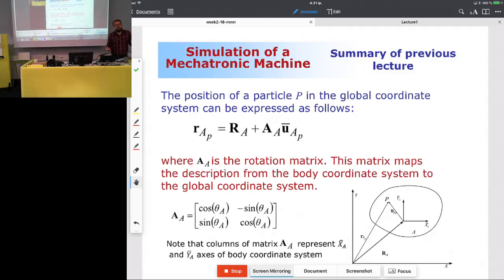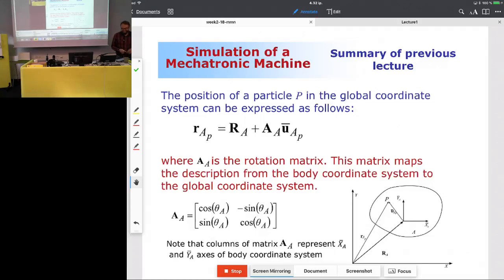It's like yes and no. Or don't know. I don't know if I know. So, okay. So what is it doing for you? It is mapping from body reference coordinate system to global coordinate system. That's its job. That's what it's doing.